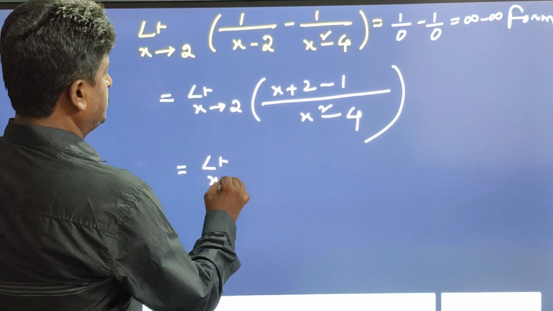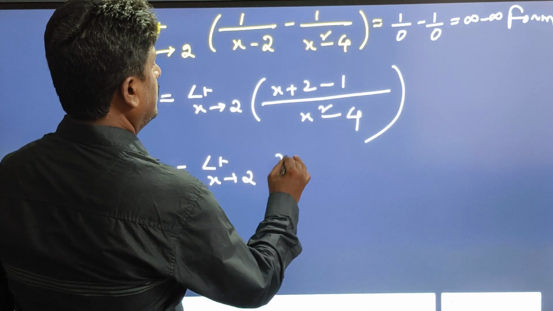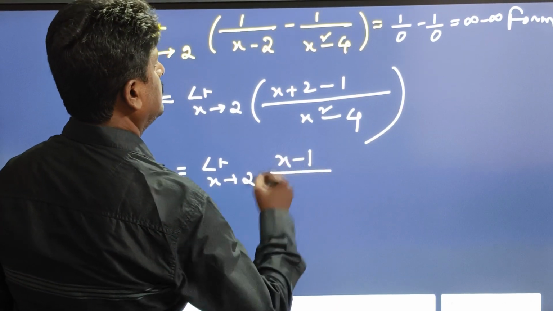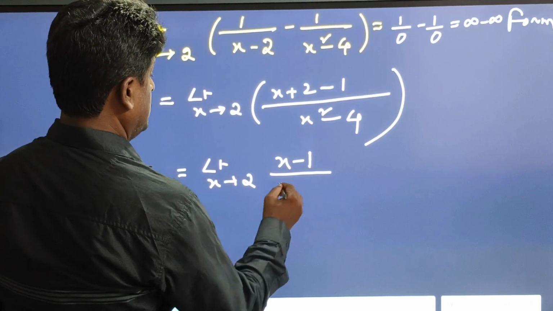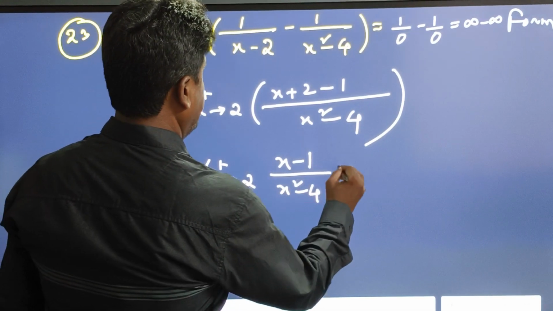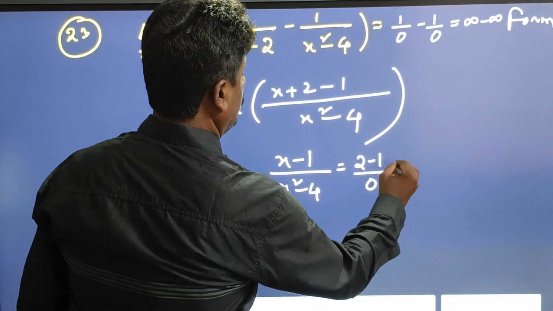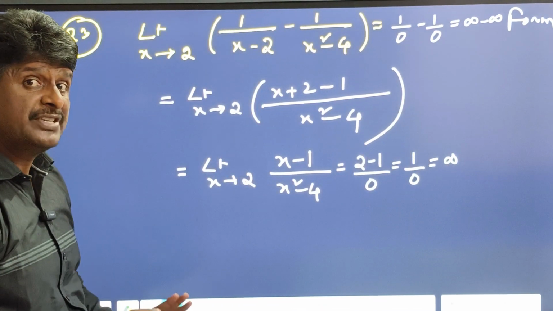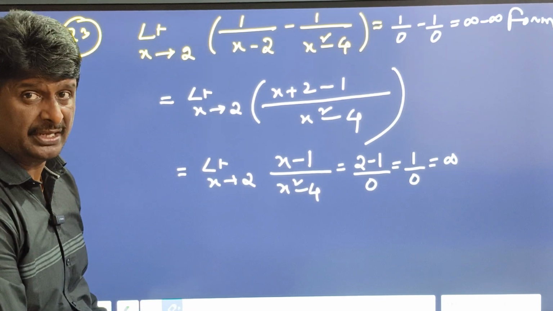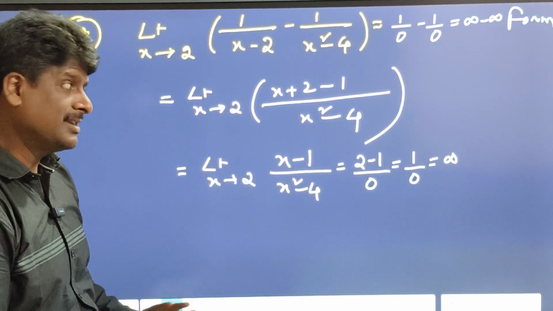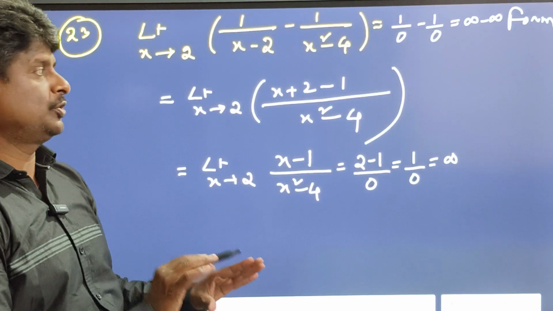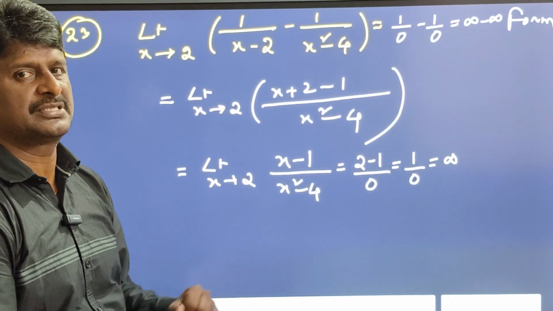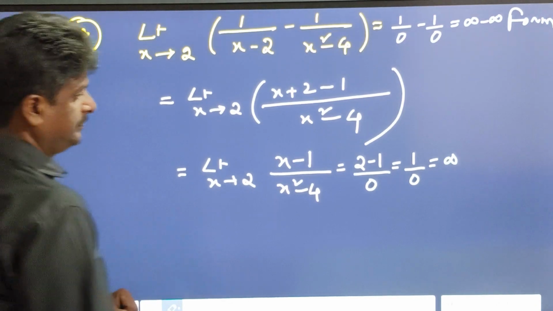So limit x tends to 2, in the numerator x plus 1, by denominator x square minus 4. Now 2 plus 1 by 0, that is 3 by 0, infinity. What we have discussed: the answer can be infinity, the answer can be 0, but it should not be 0 by 0, infinity by infinity, or infinity minus infinity forms.